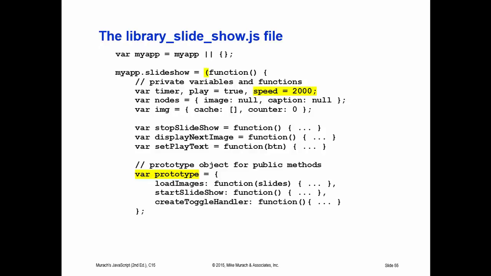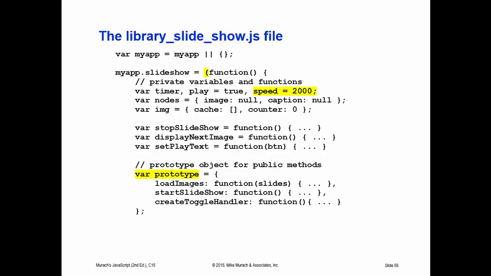The getter function simply returns the value of the speed variable. The setter uses a default value to update the speed variable. Because the speed variable is accessible only through the slideshow speed accessor property, it can't be directly changed by outside code. What this does then is it protects the internal functioning of the object while still allowing some access to the speed variable.